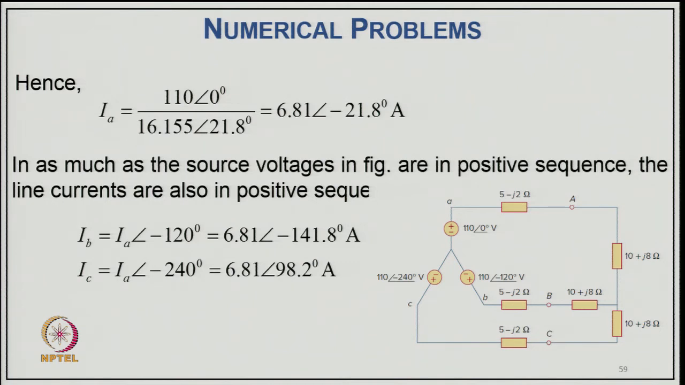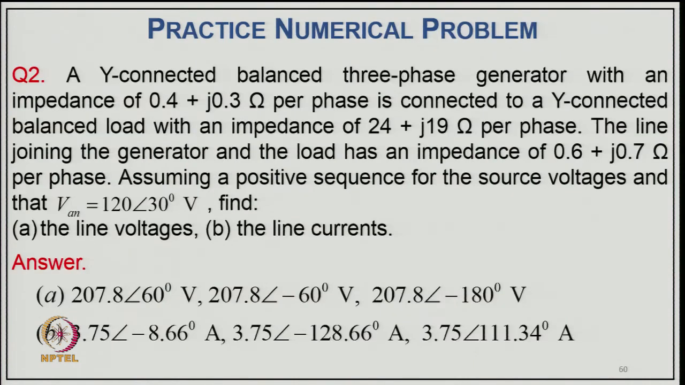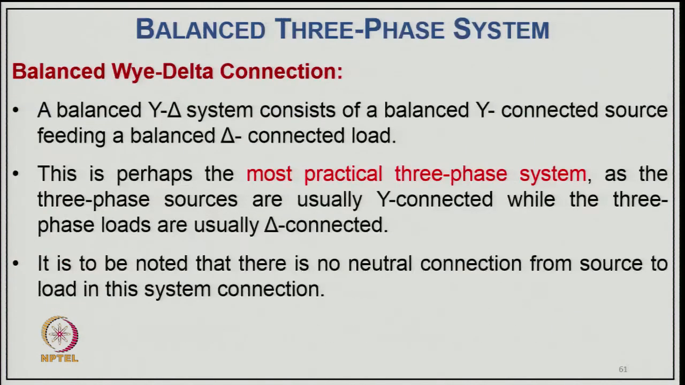Inasmuch as the source voltages shown in the figure are positive sequence, the other line currents can also be written: Ib equal to Ia at an angle of minus 120 degrees, that is 6.81 at an angle of minus 141.8 degrees. We are just adding 120 degrees here, and Ic equal to Ia at an angle of minus 240, that becomes 6.81 at an angle of 98.2 degrees amperes. So, this is a typical practice example, similar to the earlier one, and you can attempt it in the same manner.